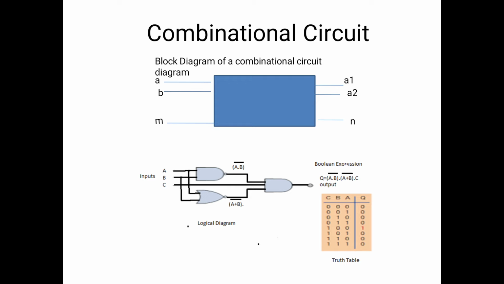Once we have a Boolean expression for the output, we can draw the truth table. As we know, truth table is nothing but the relationship between various inputs and their corresponding output for a Boolean expression. So what are the characteristics of a combinational circuit?